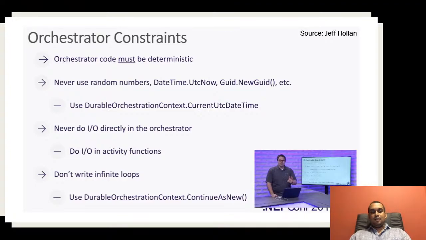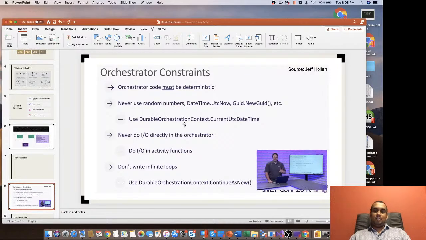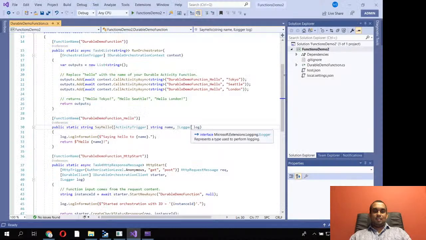And then the other thing is, do not write infinite loops. For example, if you want to do the same thing again and again, you should not just do a for loop. If you want to call Seattle again and again, then you shouldn't write a for loop and do it like that. The best way is to use DurableOrchestrationContext.ContinueAsNew. That will do it from the beginning. So it's very easy.